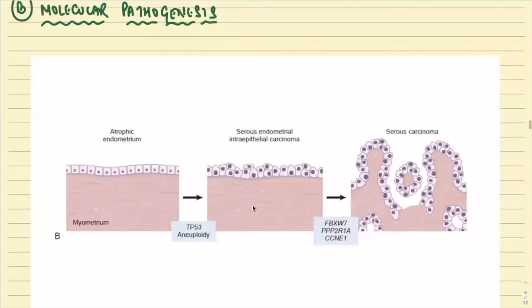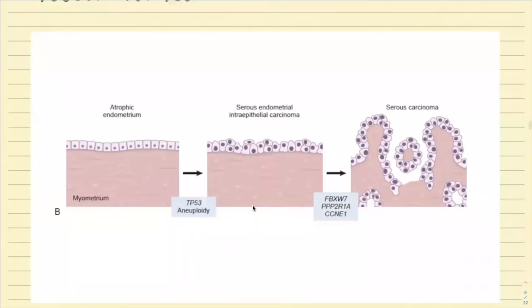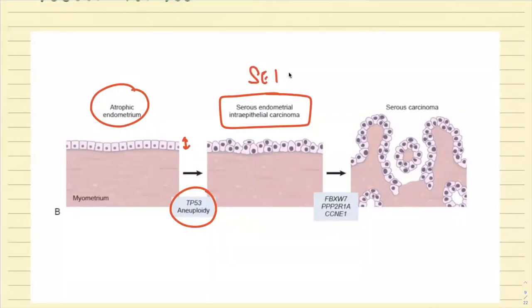Looking at the molecular pathogenesis, one very important point of difference is that the TP53 mutation was a late event in type 1 endometrial carcinoma, whereas TP53 mutation and aneuploidy is an early event in type 2 endometrial carcinoma. Can you appreciate the thickness? This is developing in an atrophic endometrium. The precursor lesion to the serous carcinoma is SEIC, serous endometrial intraepithelial carcinoma. This is followed by mutation in FBXW7, PPP2R1A and CCNE1. Mutation in these genes ultimately leads to invasion, causing serous carcinoma.